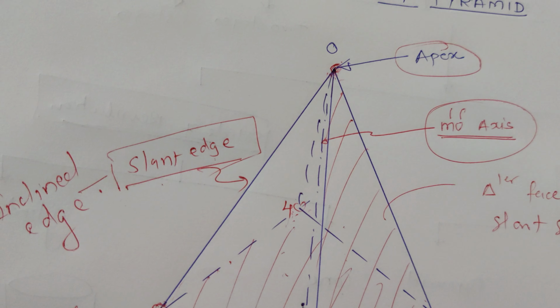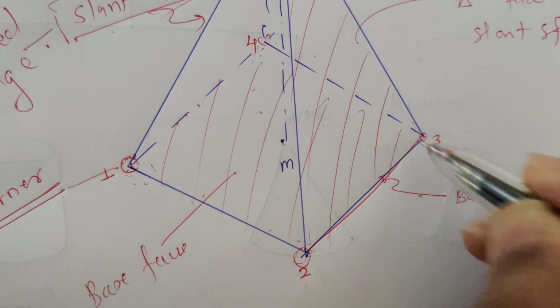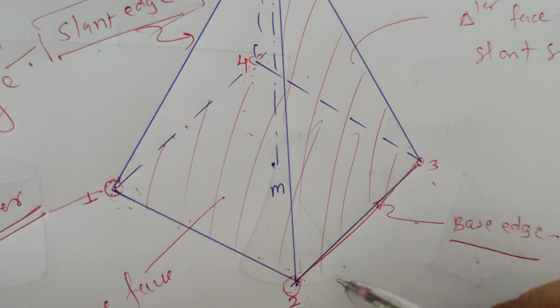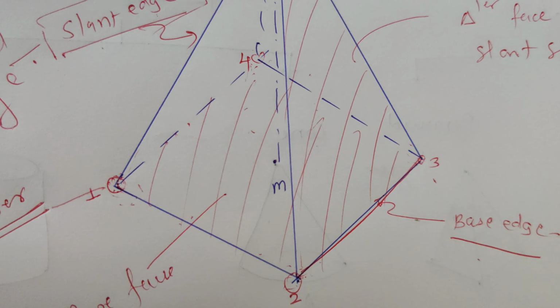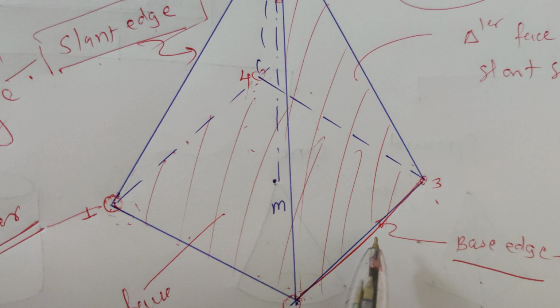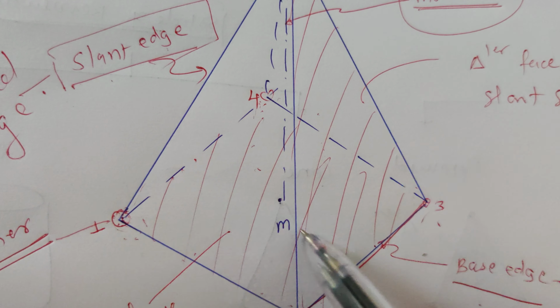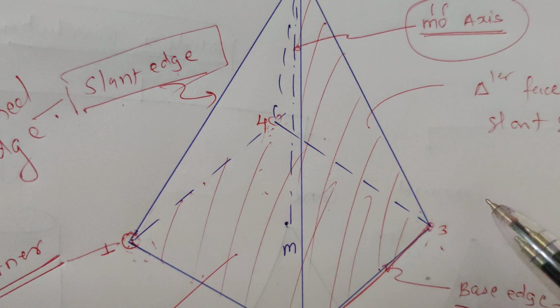Now we have to define a base edge. Base edge is also a line. Base edge is a line where a triangular face and the base face meet.